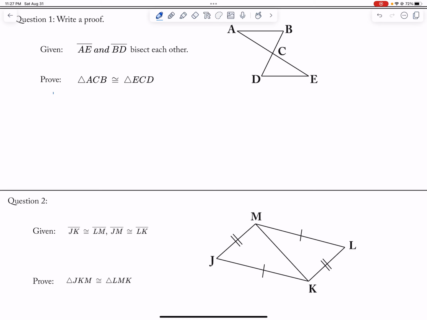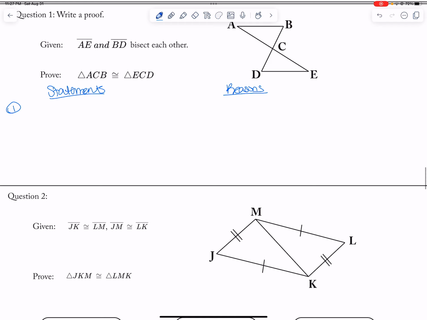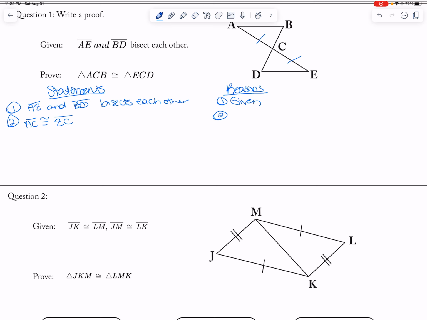All right, so let's take a look at the odd number questions. So statements, reasons. So the first one, AE and BD bisect each other, and that is given. And then the second thing is AC is going to be congruent to EC. So AC and CE are congruent because of the definition of bisector.